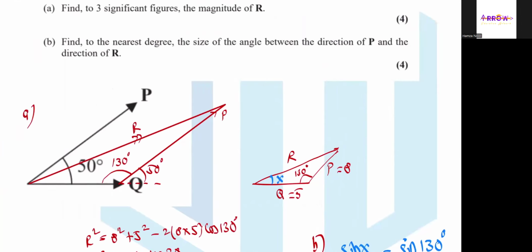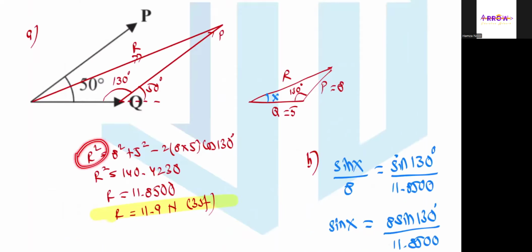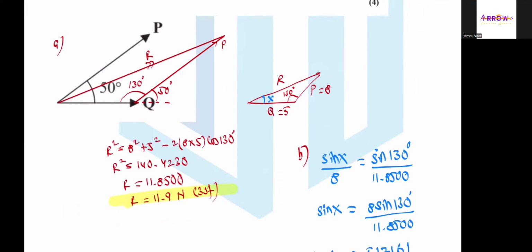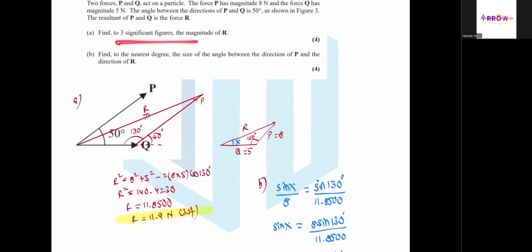The angle between P and Q is 130 degrees, so we can simply use the cosine rule here. R squared is equal to 8 squared plus 5 squared minus 2 times 8 times 5 multiplied by cos 130. So R squared is equal to 140.4230, and R is the square root of this value, which is 11.8500. Therefore R is equal to 11.9 Newton, correct to three significant figures. This was the working for part A.